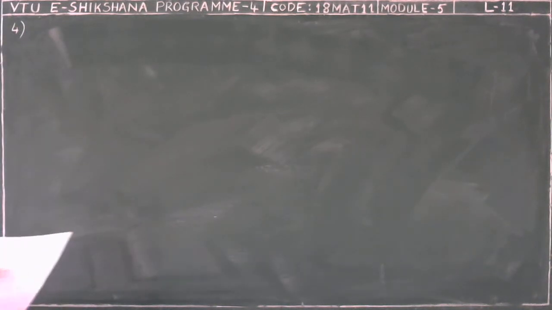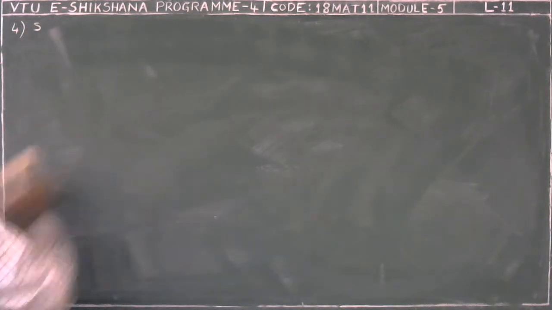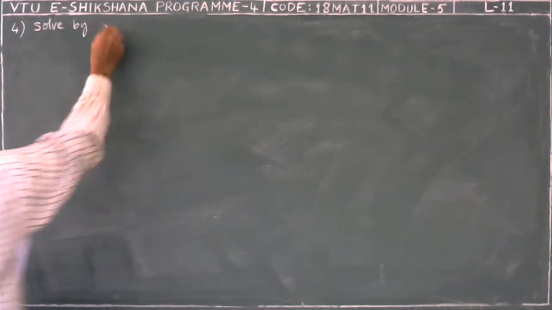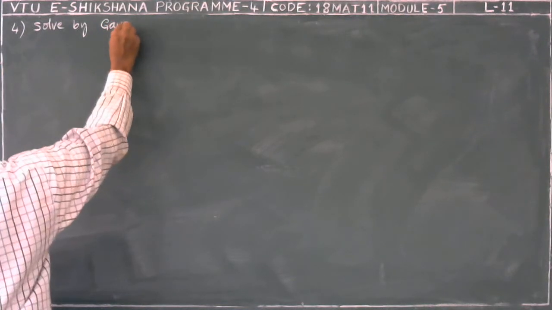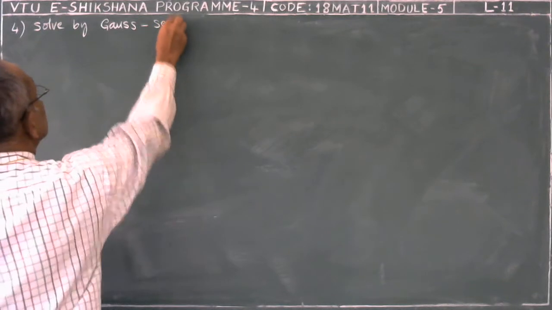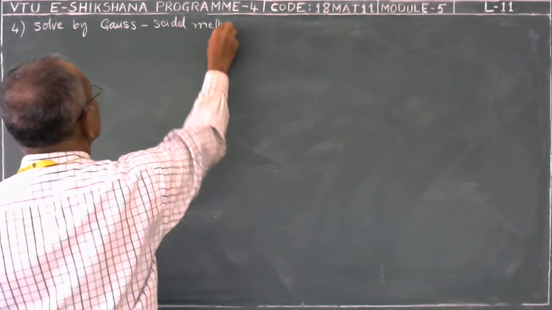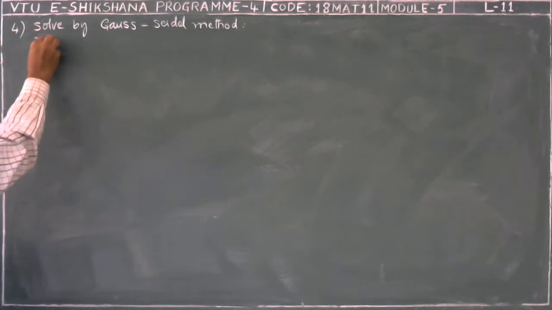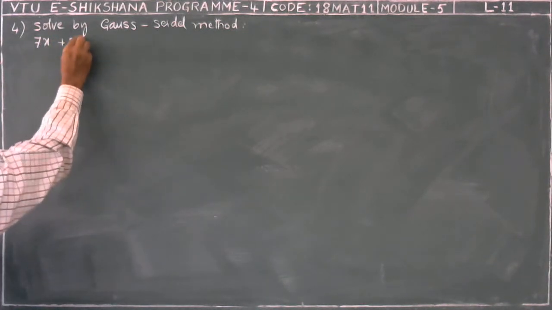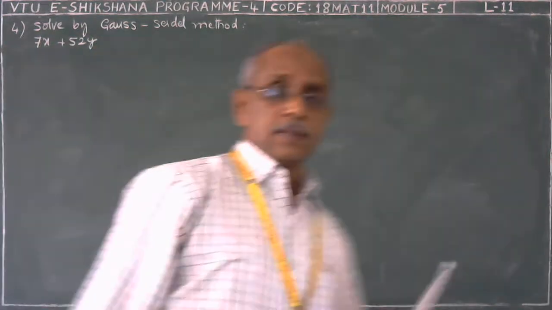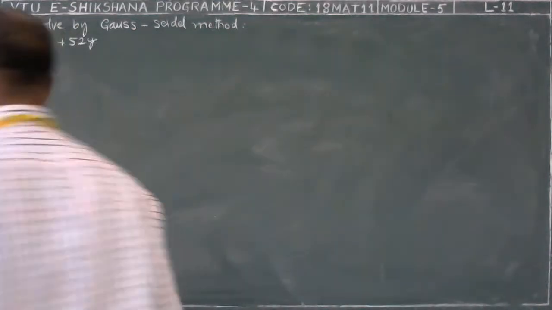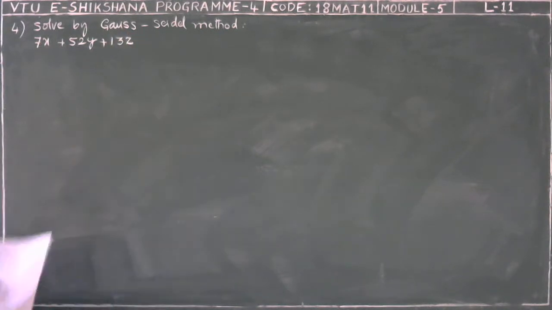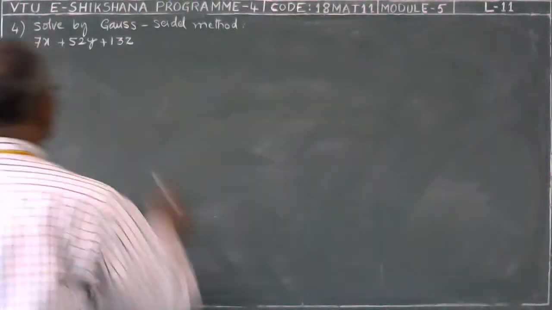Solve by Gauss-Seidel method. 7x plus 52y plus 13z is equal to 104.